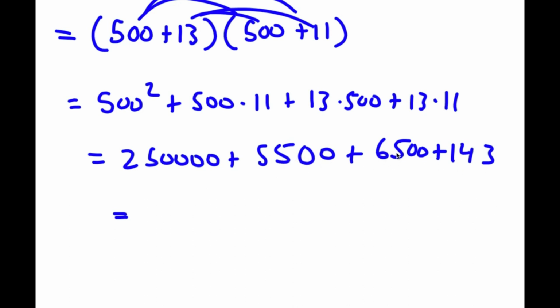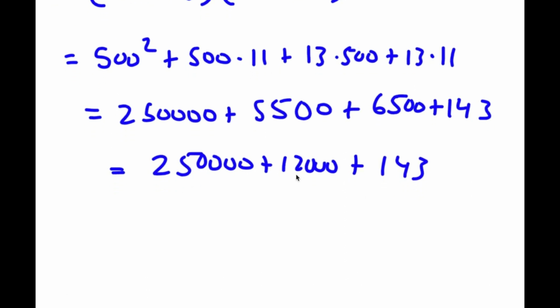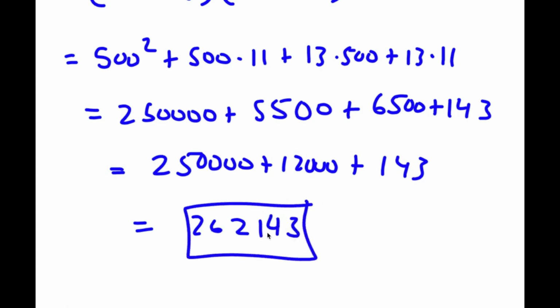Well, 5,500 plus 6,500 is simply 12,000. So I have 250,000 plus 12,000 plus 143. 250,000 plus 12,000 is 262,000. And 262,000 plus 143 is 262,143. So this is my answer.